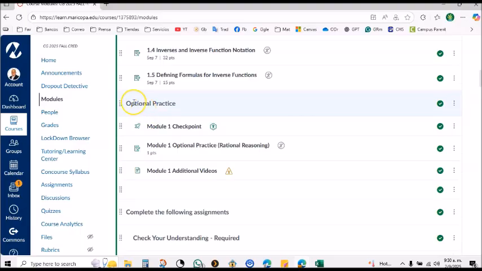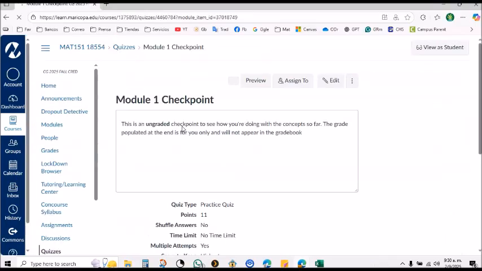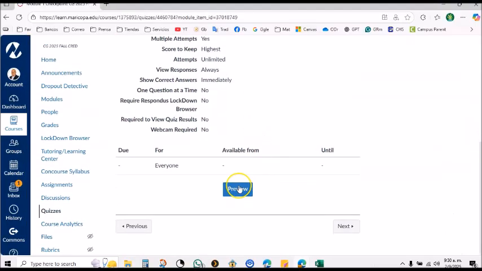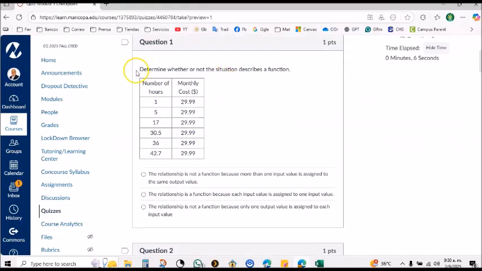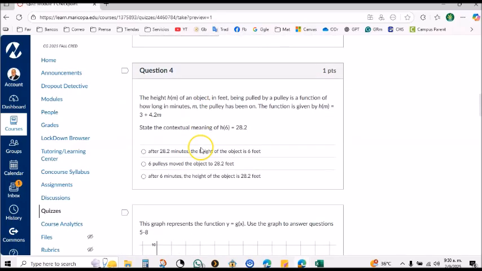Then you have some optional practice. For example, module 1 checkpoints. Those are optional. So preview, you have some questions. For example, determine whether this is a function or not, and so on.